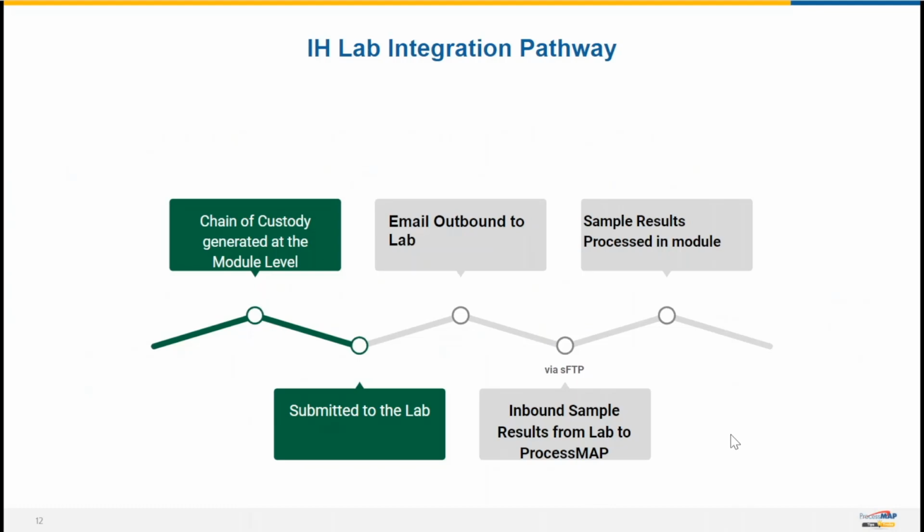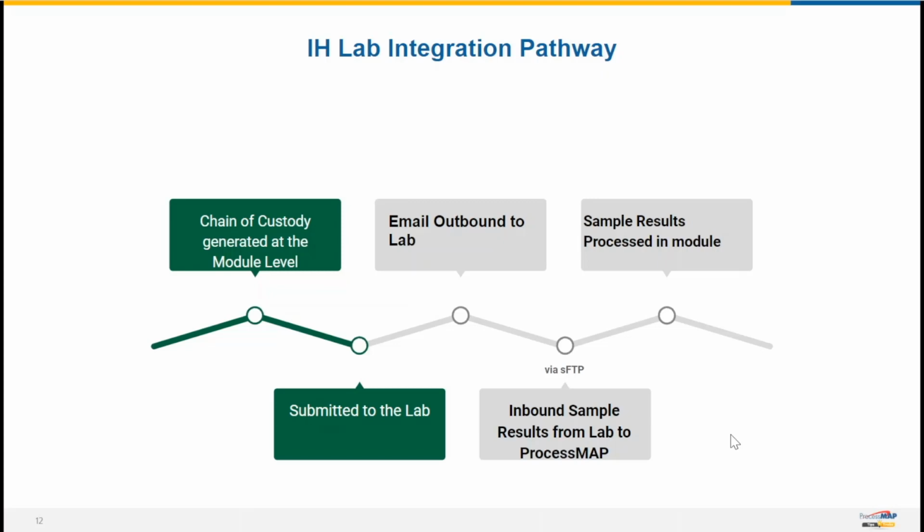In the next slide, there is a simple illustration which explains how this IH lab integration works between ProcessMap and the laboratory. So at the module level, the user generates a chain of custody once a sample has been captured. When the chain of custody has been generated, it will be submitted to the lab from the module itself. And then once you submit to the lab, there is an email outbound file that will be sent as a notification to the laboratories.